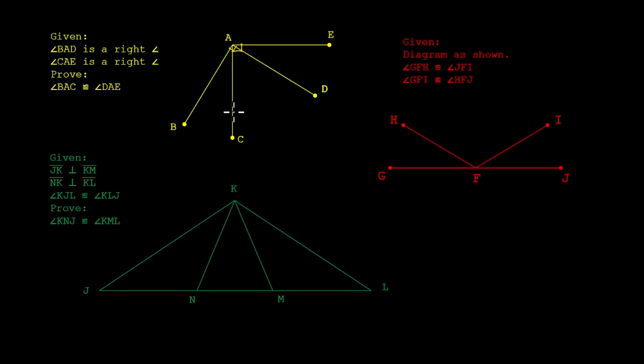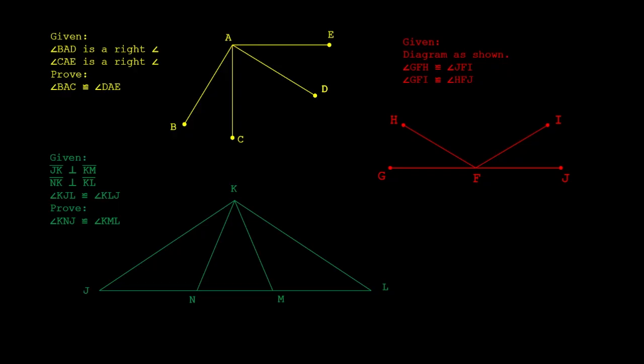So now you'll notice that angle CAD is part of this right angle here and is part of this right angle here. Therefore, complements of the same angle are congruent. Think 90 minus this, think 90 minus the same thing, you get congruent angles.